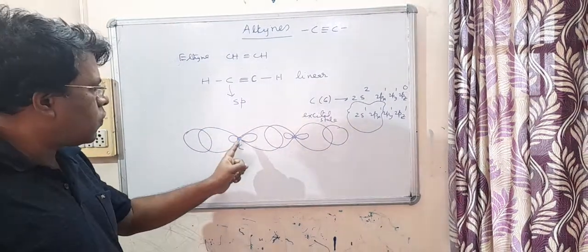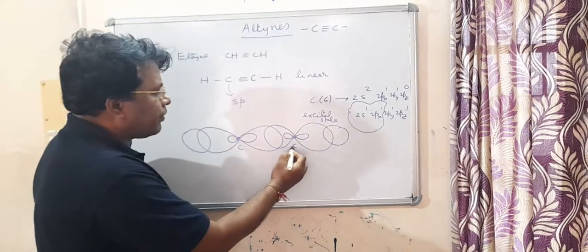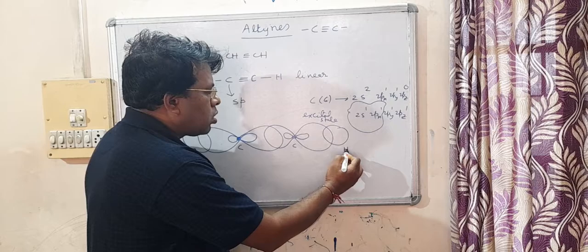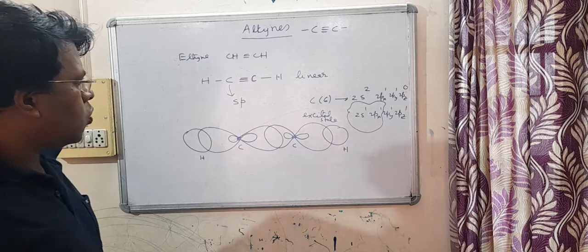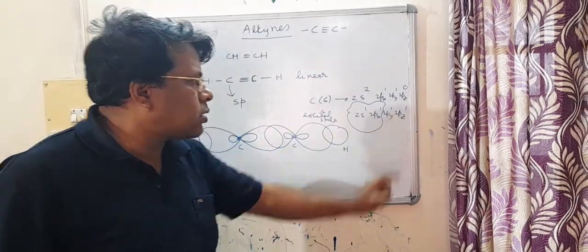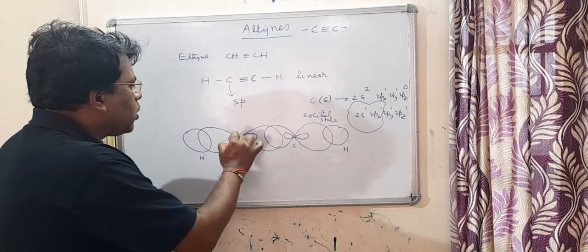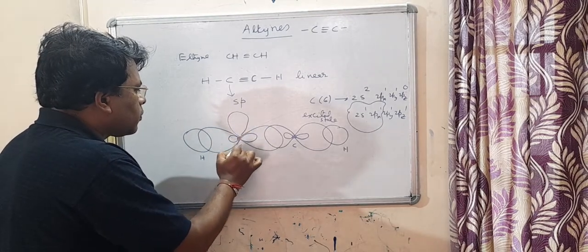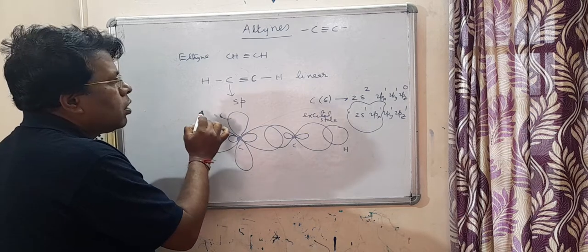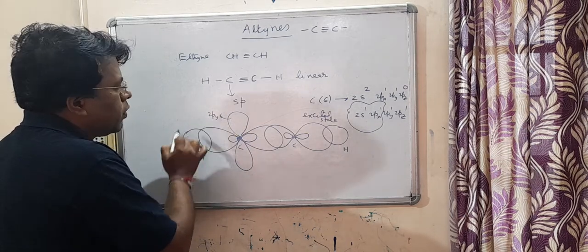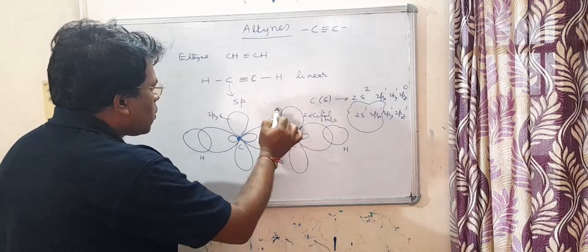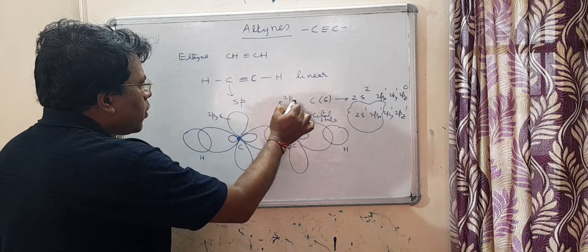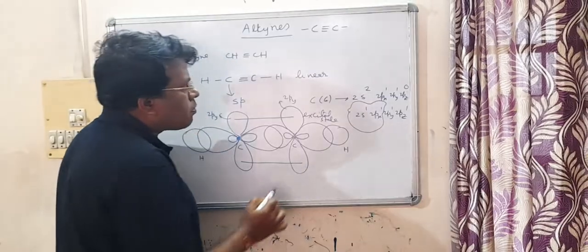So we have got so far the carbon-carbon bond. We have also got the carbon-hydrogen bond. Okay, now what happens to this unhybridized 2py and 2pz? This is our 2py, and on the other carbon, this is our 2py. So 2py and 2py will overlap sidewise, resulting in a pi bond.